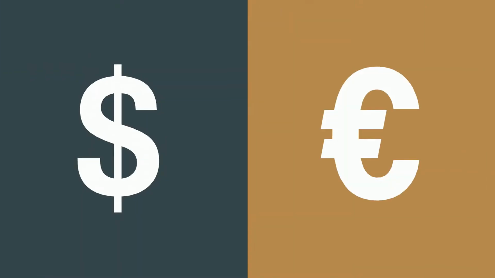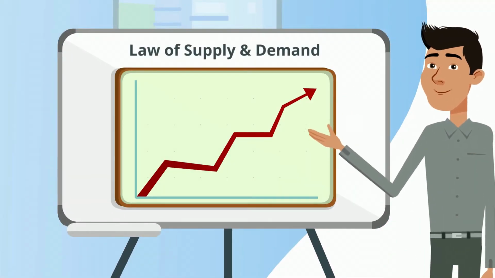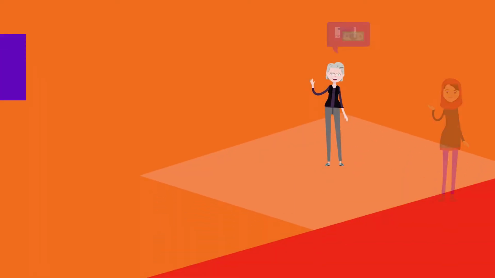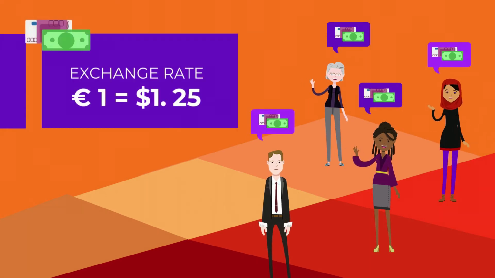When currencies are exchanged, they have a certain price, the exchange rate. As in any market, the price of a currency is determined by the law of supply and demand. If there are many people or companies that want to change euros into dollars, the price of the dollar will rise against the euro, and so the exchange rate will change.